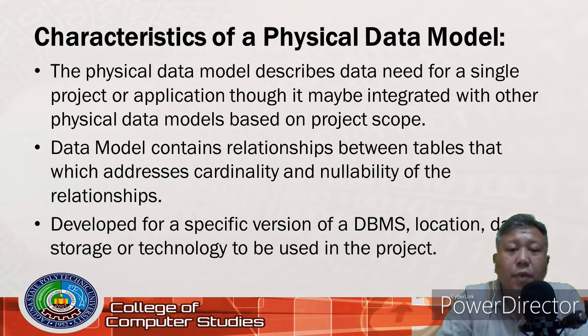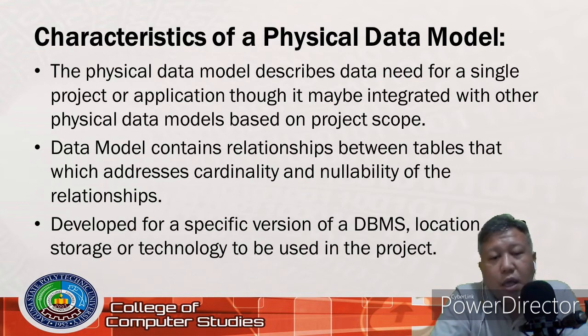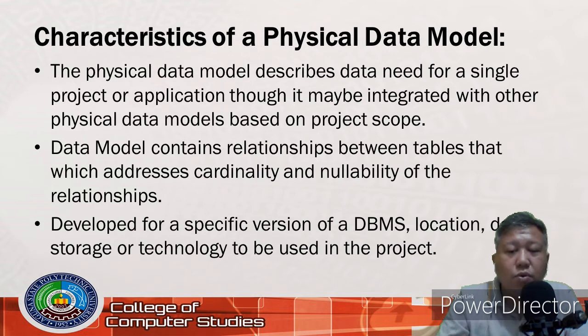Okay. And then, characteristics of a physical data model. A physical data model describes data need for a single project or application, though it may be integrated with other physical data models based on project scope. The data model contains relationships between tables which addresses cardinality and nullability of the relationships. Developed for a specific version of a database management system, location, data storage, or technology to be used in the project.